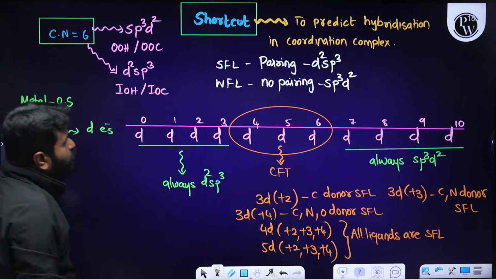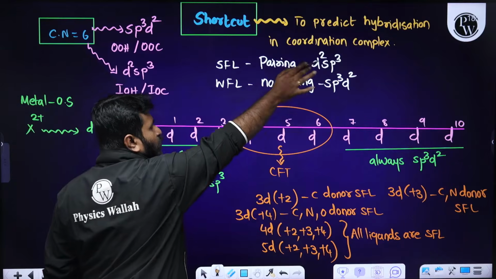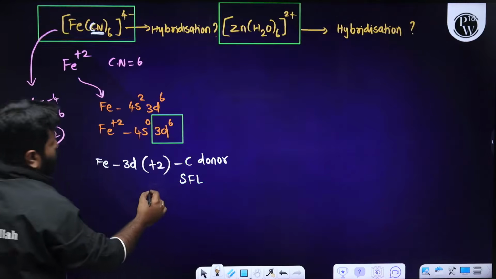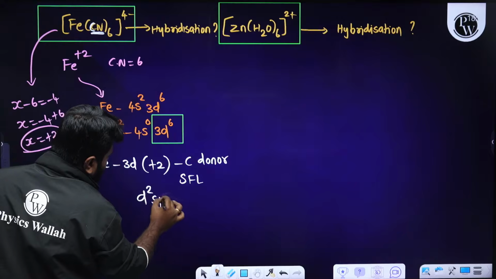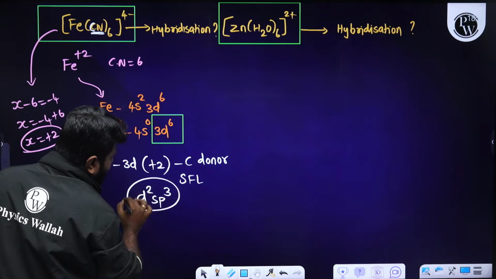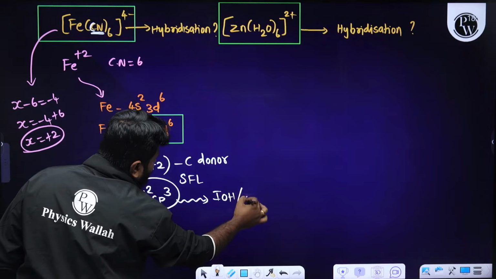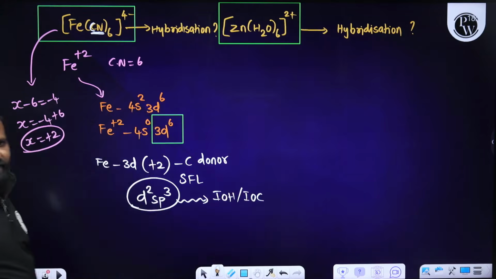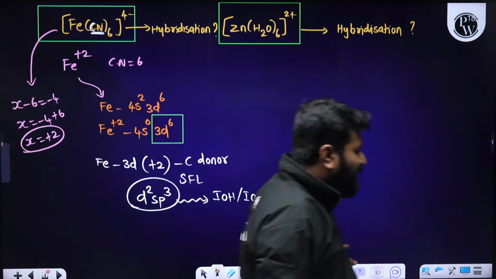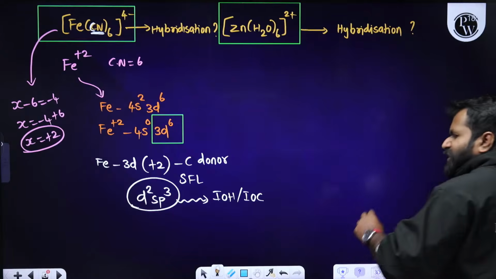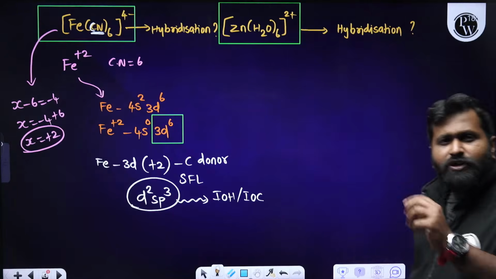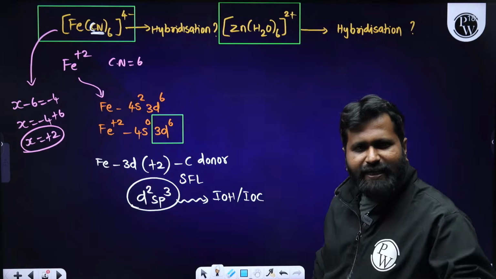Strong field ligand means what will happen? Pairing will take place. So hybridization will be d2sp3. What is this d2sp3? Inner orbital hybridization, or inner orbital complex. That's all, my dear students. Anybody is having any confusion here? So like this, we can solve the question in less than 30 seconds.